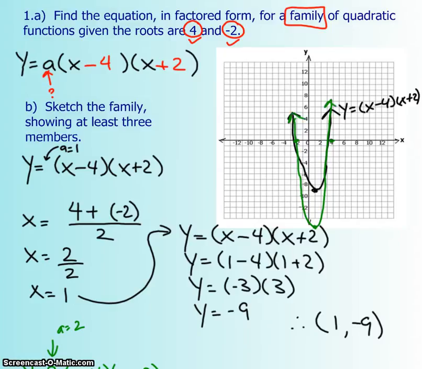So it should be a little bit stretchier. And the blue, since a was negative 1, should be a flip. So you have your two roots, and then I believe the vertex was 1 and positive 9 this time. And that's exactly as we would have expected it to be. So that's how you draw a family of quadratic functions.